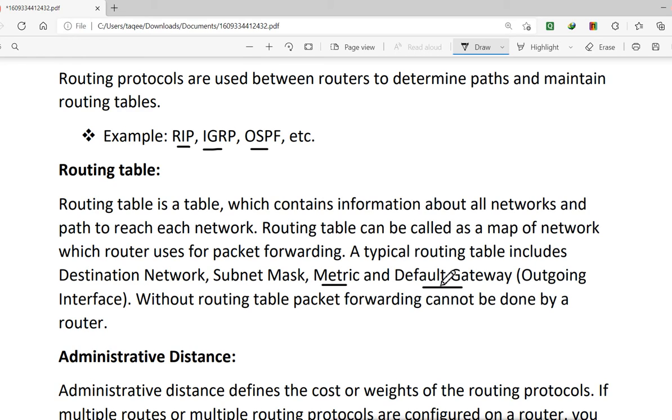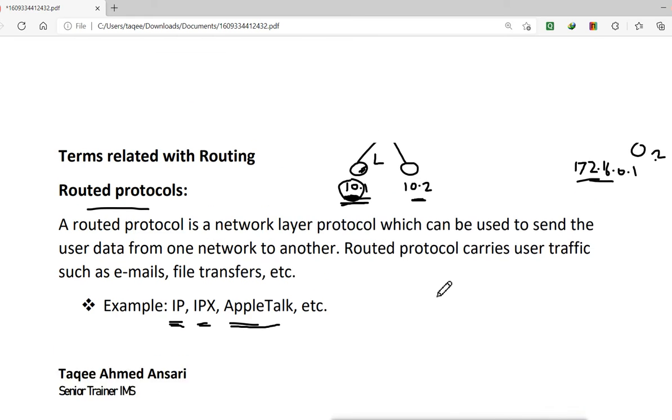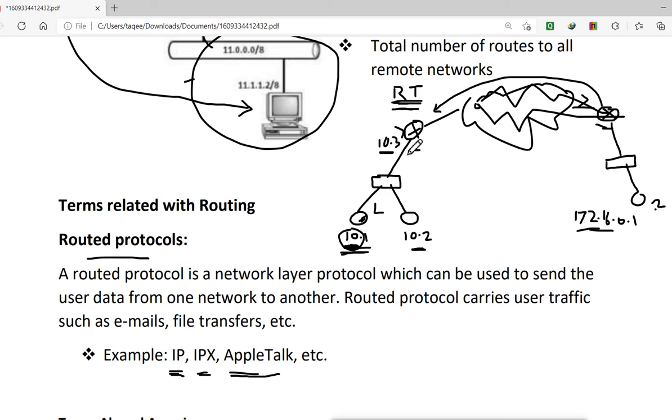Outgoing interface. The gateway means outgoing interface, or we can say the outgoing interface or gateway. That means, for example, here for this router, the destination network will be this. The subnet mask will be for this. Whatever the subnet mask, because it is class B, the class B subnet mask will be there. Then the gateway or the outgoing interface. That means if I want to reach this network from this router, then I have to go through this way.